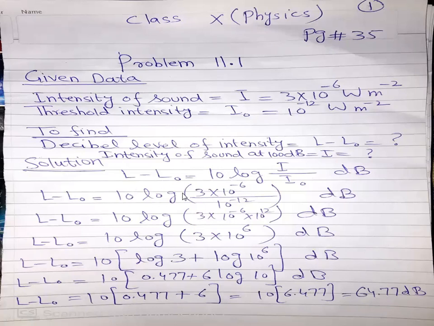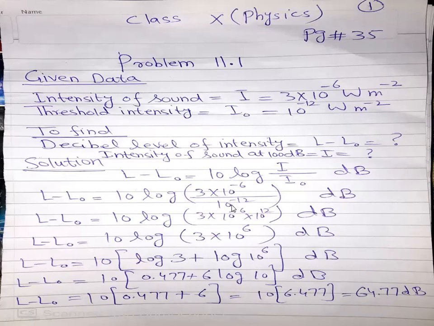10 log I, where I is 3 into 10 raised to the power minus 6. I'm putting the value 3 into 10 to the power minus 6, and I naught, the threshold intensity, is 10 to the power minus 12 watt per square meter. I have just put these values in this formula.